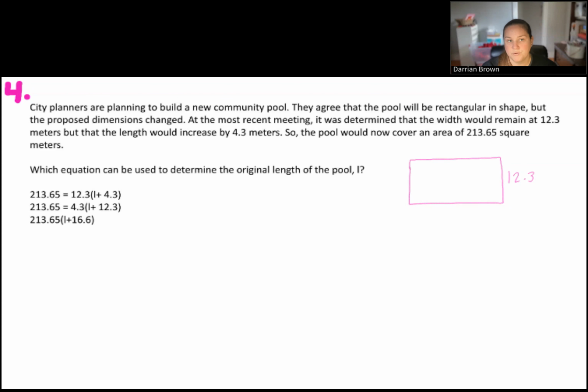So since we do not know the length, we're going to use a variable. Let's just use L to represent length. And then it says that it's going to increase by 4.3. So do y'all think we're going to add 4.3 or subtract if it increases? Very good, Dwayne. So you need to write L plus 4.3. Okay, that's what we need to use for our length because we don't know what the length is. So we use a variable.